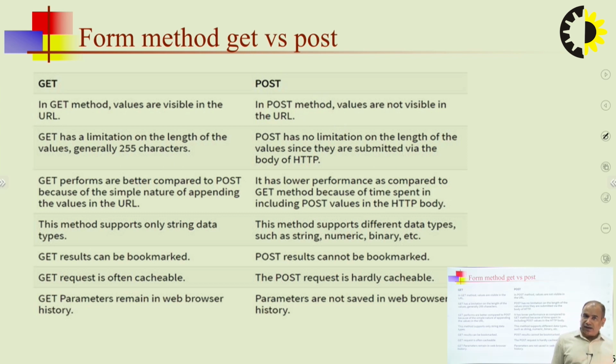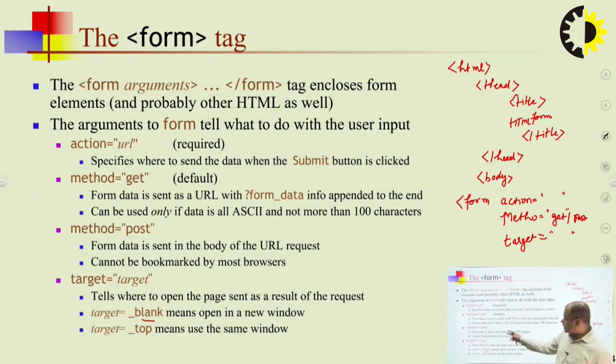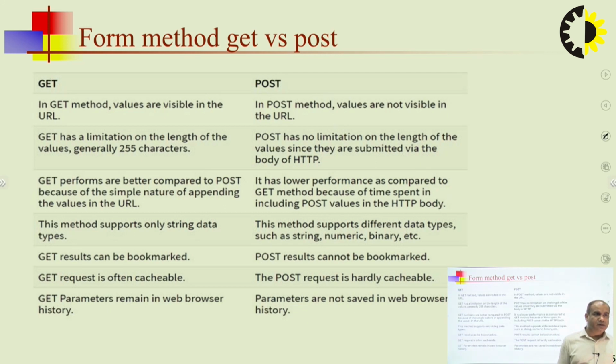As I discussed earlier, we will discuss these two methods, get as well as post. This is a most important question asked in exams. Get is a method where the values are visible in the URL, because whatever we fill in the form will be appended in the URL. In contrast, in post, the method values will not be visible in the URL. The URL value will remain the same.